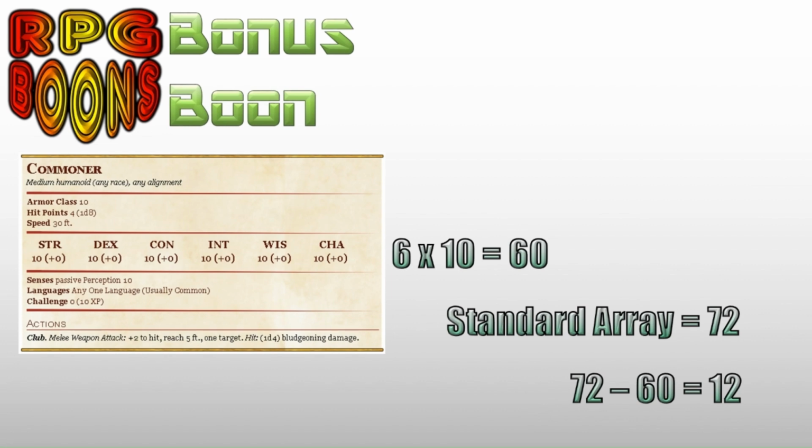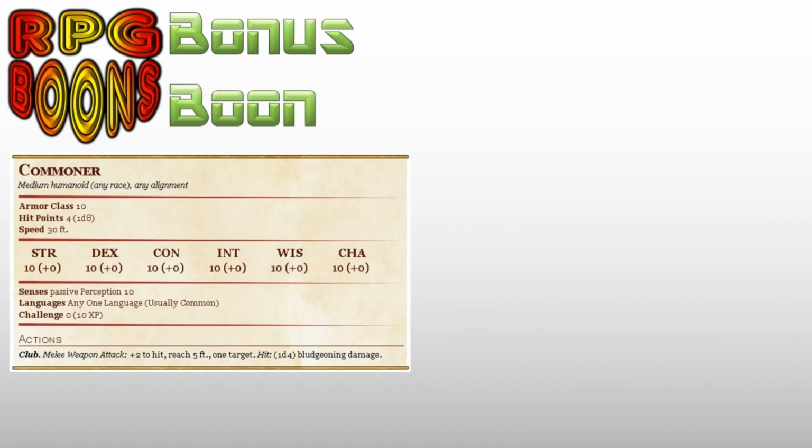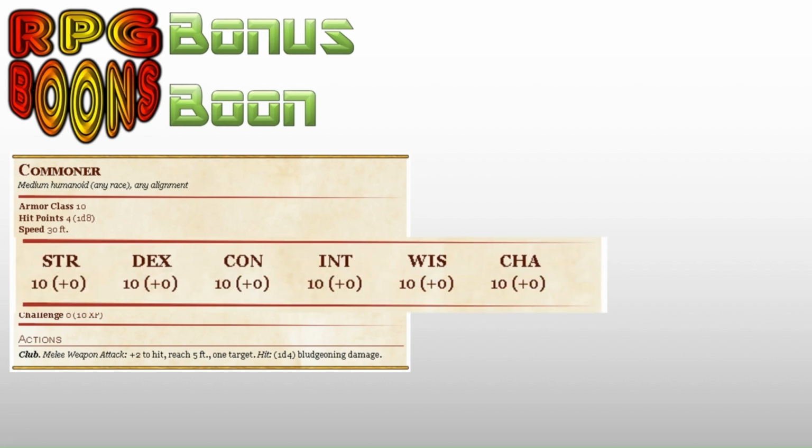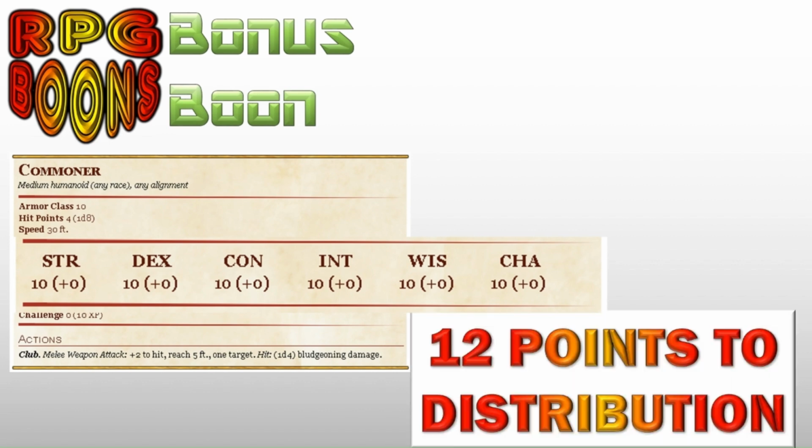So what I think you should do when everybody's building their characters is essentially start them out with the standard array of a commoner, so 10s across all the ability scores. Then take that 12-point difference between the hero and the commoner, and now you can distribute these 12 points any way you want across these 6 different ability scores. You can customize your character any way you want using those 12 points.